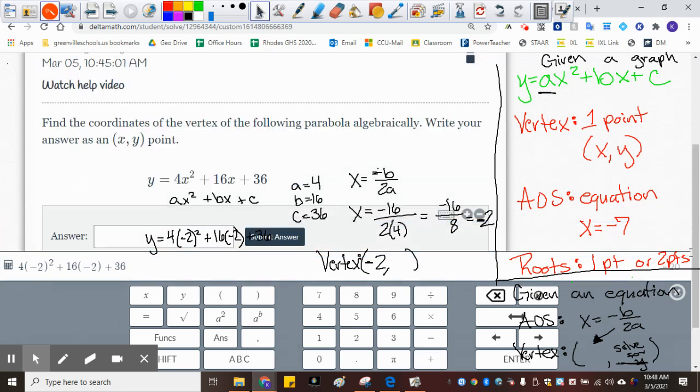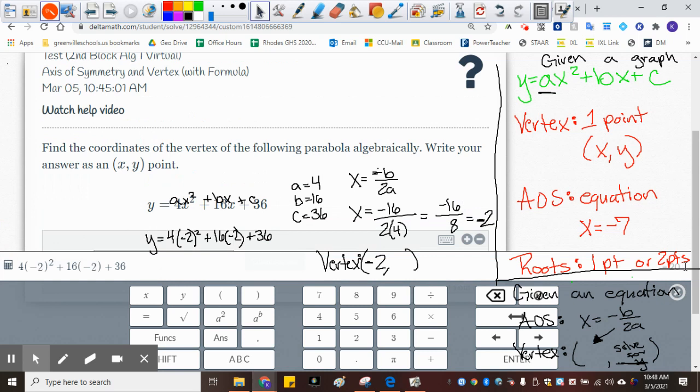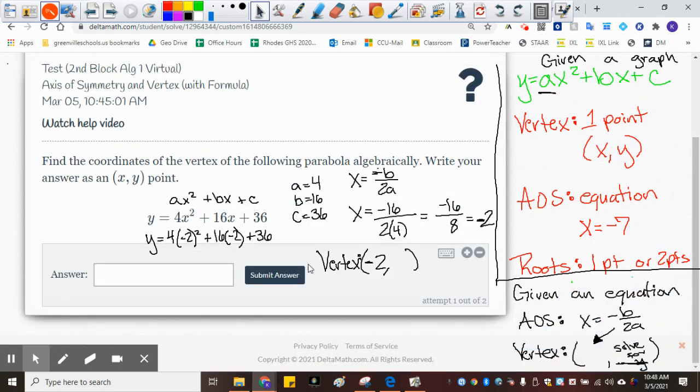So my answer is, what do you think? Does that say 20? What's this answer right here? 20? Yeah, it looks like 20. So I plugged this whole thing into the calculator and I got 20. So negative 2, 20. So my vertex, find the vertex, the coordinate. Write your answer as a point: negative 2, 20.